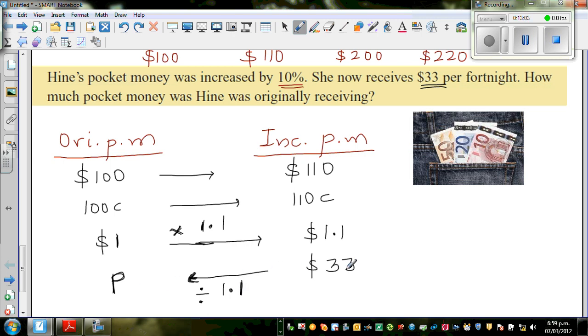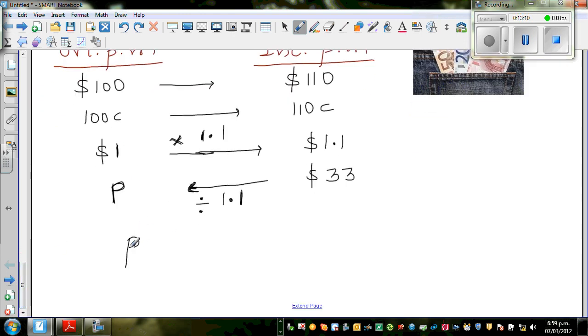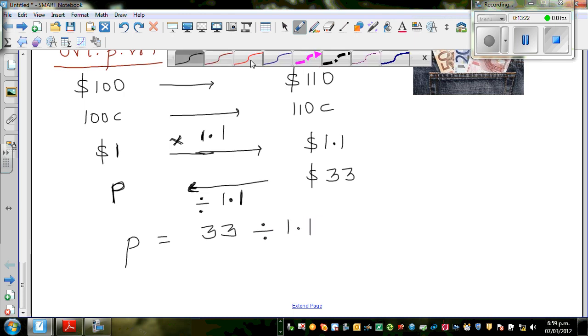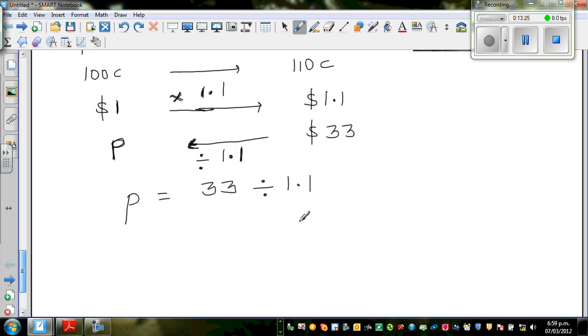So P is nothing but 33 divided by 1.1. So I can say P, the original pocket money, is 33 divided by 1.1. As I explained in the previous video, I want to make this a tidy number, a whole number. So what should I multiply this number by to get a whole number? Well, 1.1 times 10 gives you 11. So I have to do the same thing here. So this changes to 330 divided by 11, and that is pretty easy.